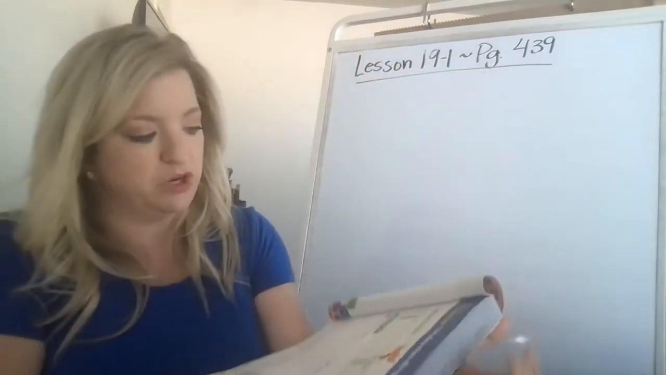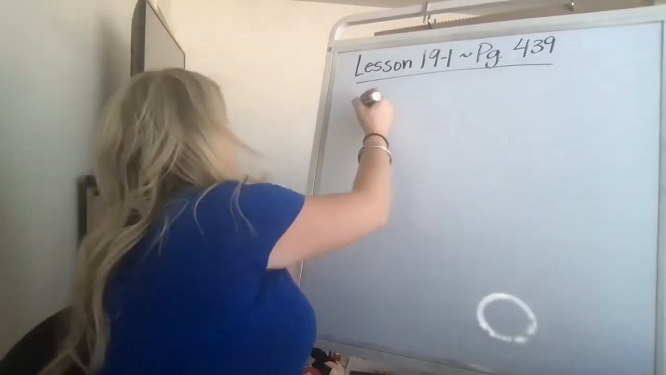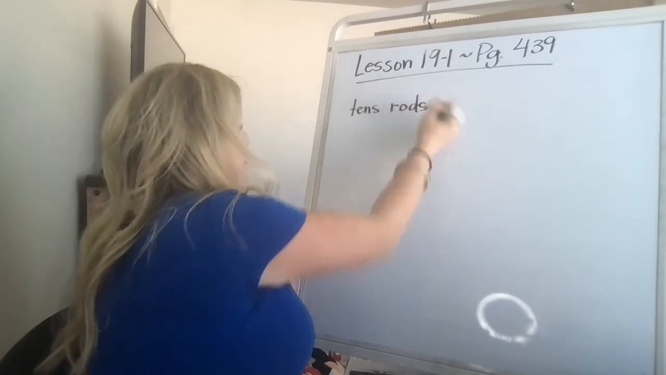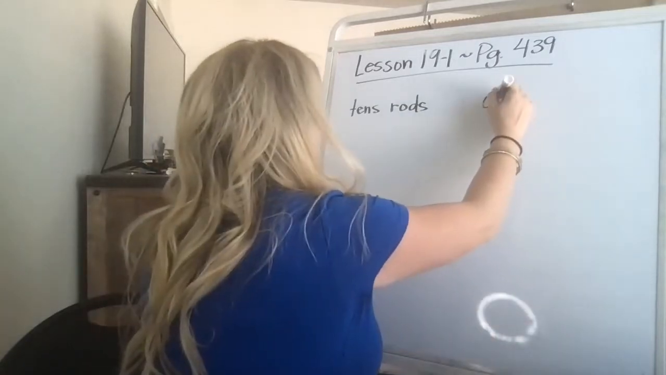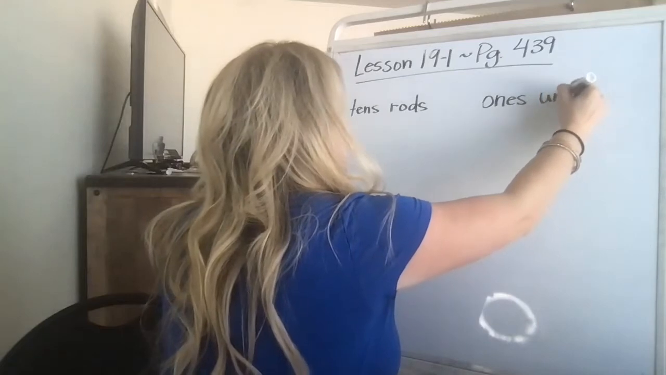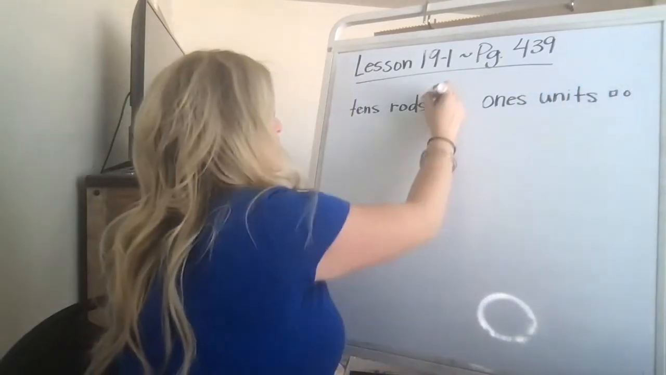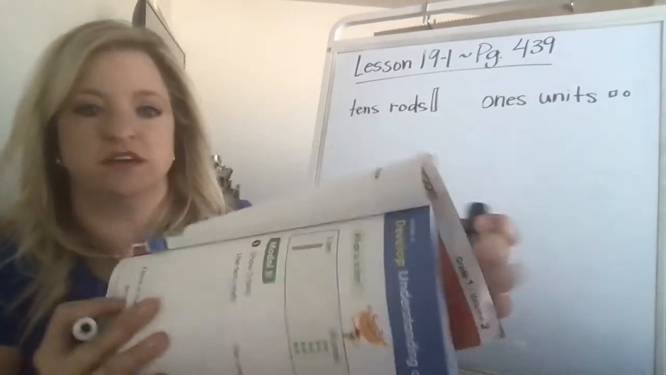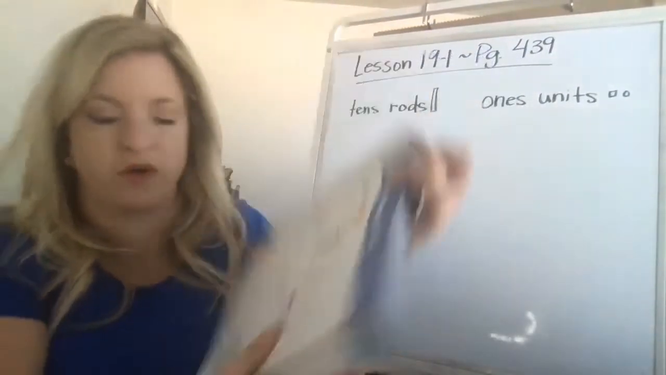So down below it says model it, show 3 10s. And over here you're going to use 10s rods. A rod is like that stick. And then over here you're going to use ones units. Okay, so that's these little guys, and a rod is like that. This would be a rod and this would be a unit, or a cube.